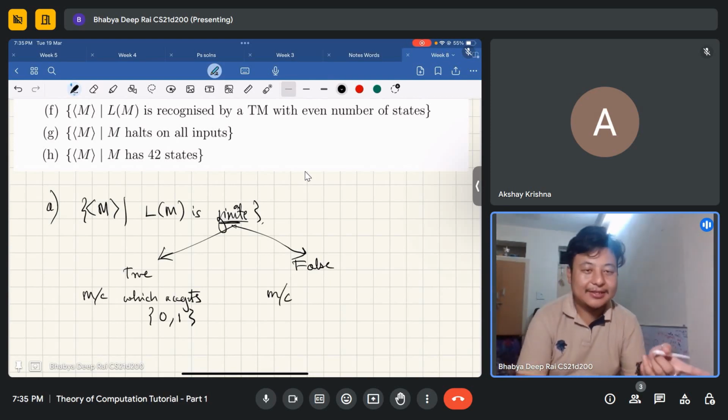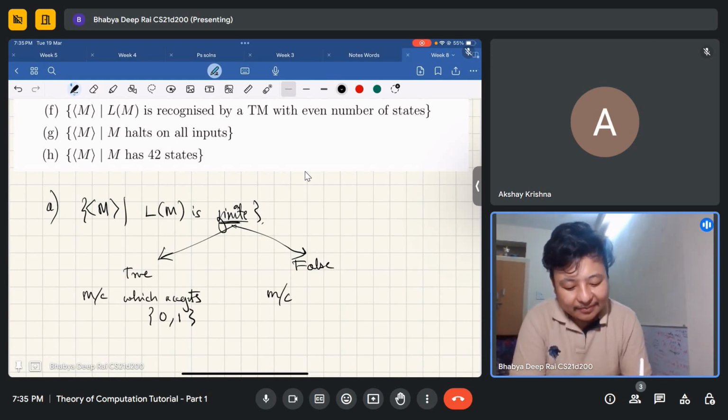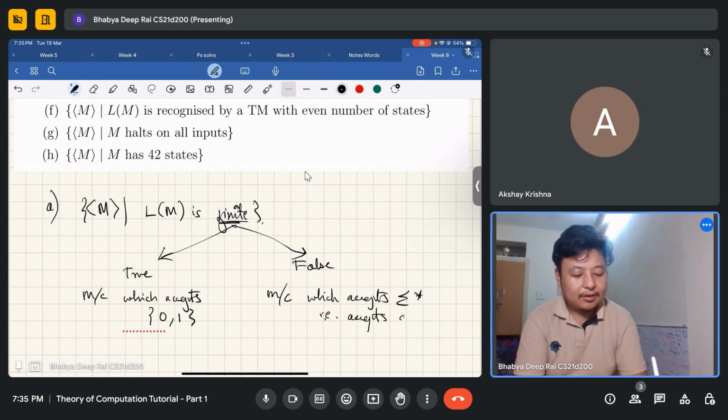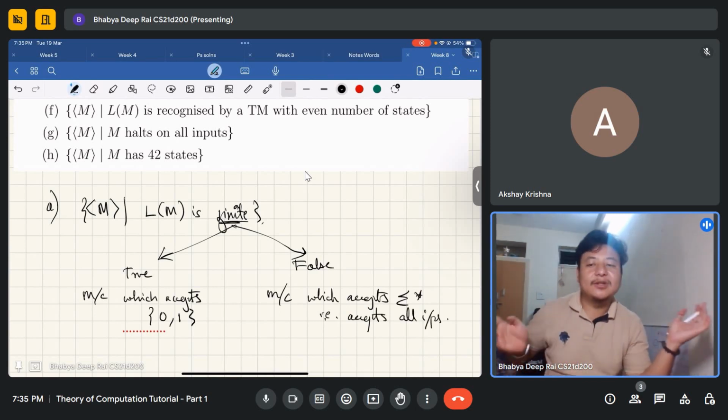Okay, maybe this is why you said this is trivial, because it is easy to come up with an infinite language. So the example here is a machine which accepts sigma star. What does it mean? That it accepts all inputs. It will accept on all inputs because sigma star is the set of all inputs. No?